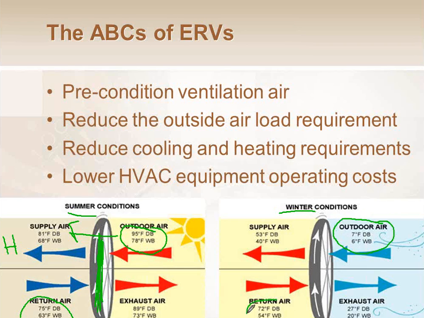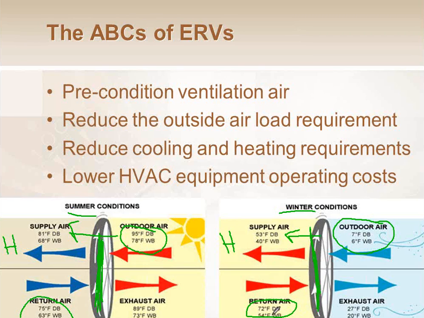And I have 72-degree return air that I was going to throw out and just get rid of it. Instead, I'll recover its energy and increase that 7-degree outside air up to 53-degree dry bulb. So I'm getting 46 degrees of heat rise for free, for the price of spinning this wheel. So my HVAC equipment over here thinks it's 53 degrees outside when it's really 7 degrees outside. That's how much preheating we did for the price of spinning a wheel.